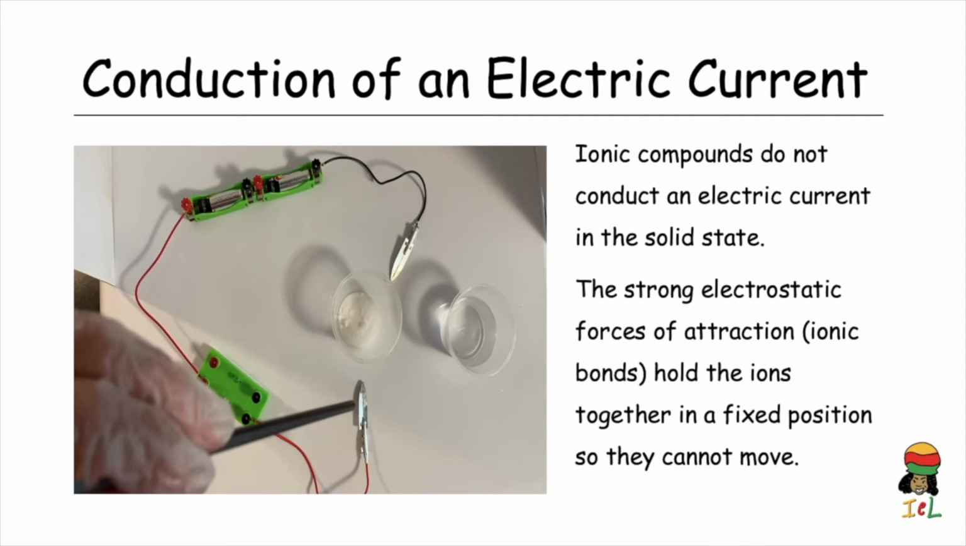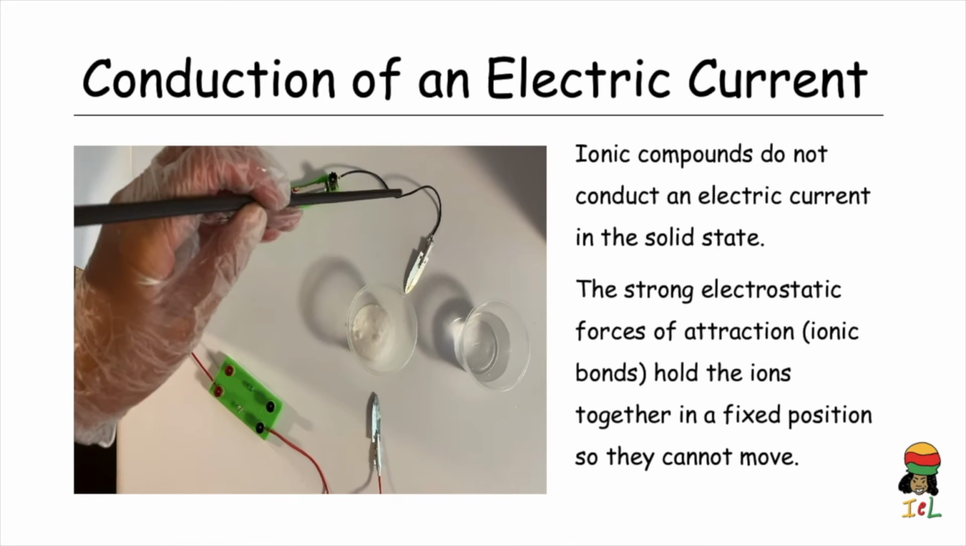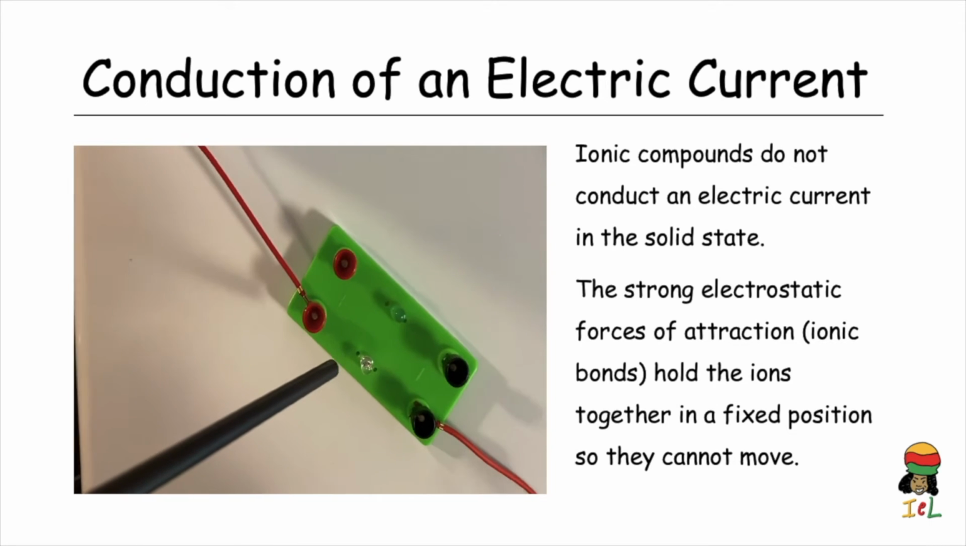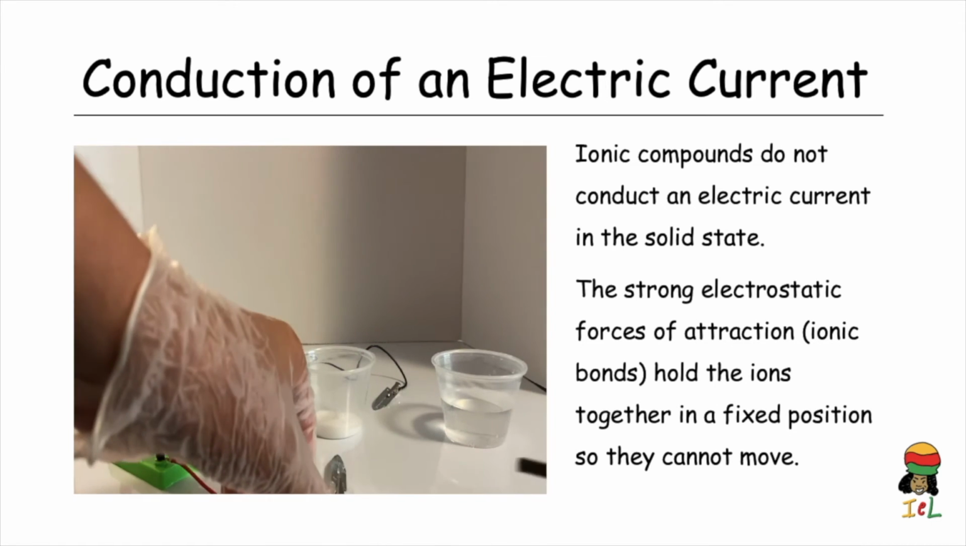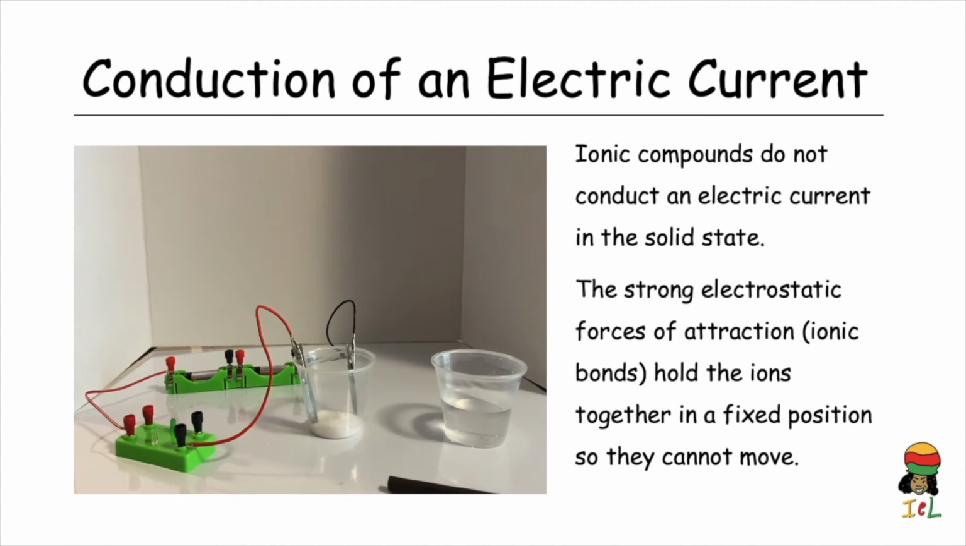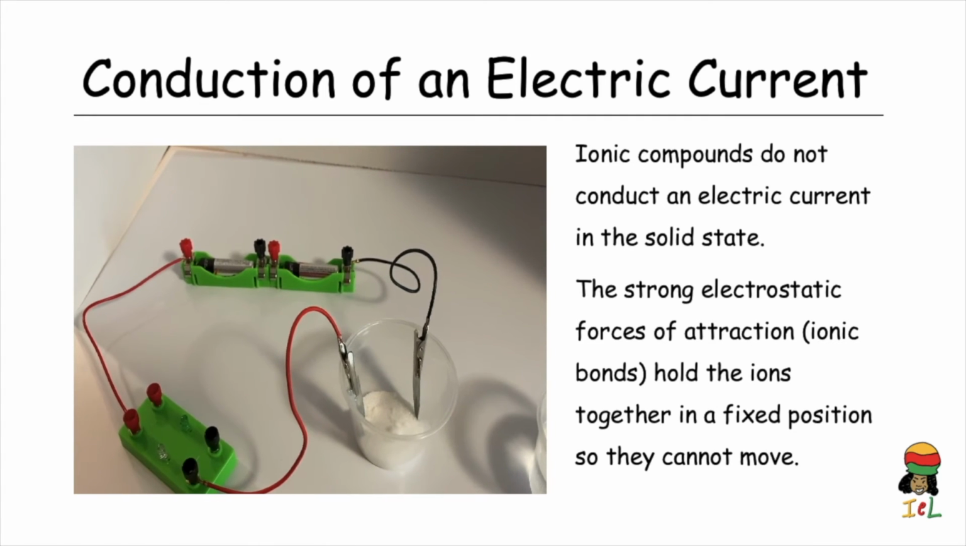If we take a look to the left of the screen, there's a demonstration showing that ionic compounds in the solid state do not conduct an electric current. The series circuit is completed by putting the electrodes in the ionic compound. If the circuit is completed, the LED will light up. The electrodes are placed into the sample of the ionic solid. We are using regular sodium chloride, which is table or cooking salt. Notice that the LED does not light up. This is because no current is being passed through the ionic solid.